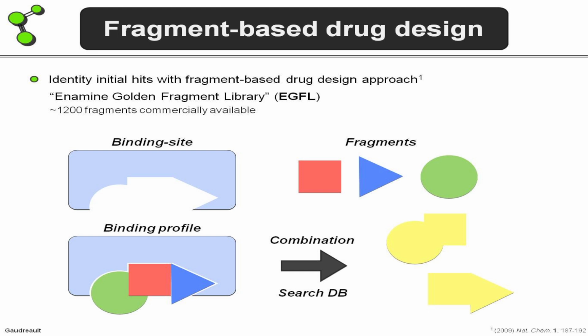So our initial goal is to help accelerate drug discovery by identifying initial hits and eventually lead compounds. And to do so, we used a fragment-based drug design approach using the Anamine Golden Fragment Library, or EGFL. And the theory behind this approach is fairly simple. You dock an ensemble of fragments into the cavity of your protein of interest to define its binding profile, and then you can generate larger ligands that will be more selective to your protein by combining multiple fragments together or by searching databases.